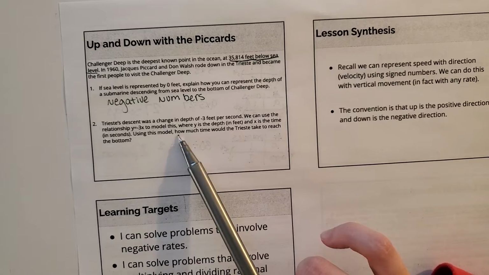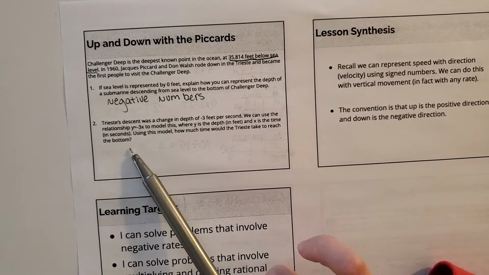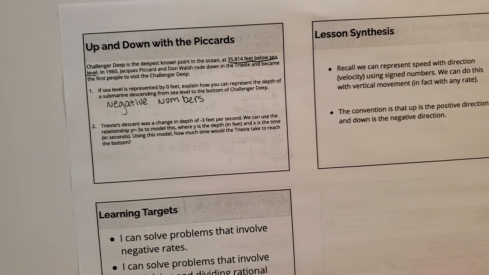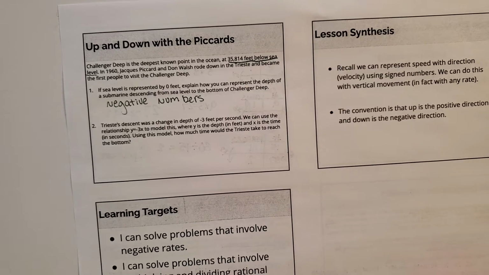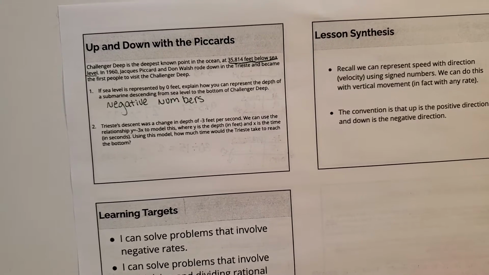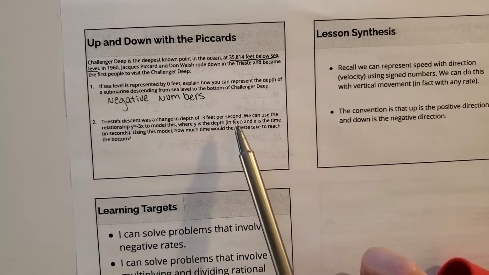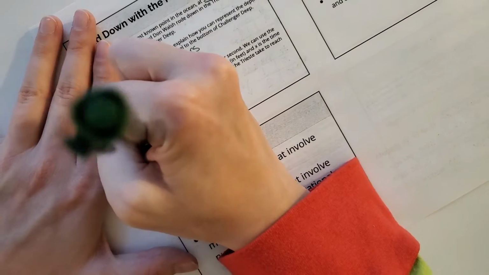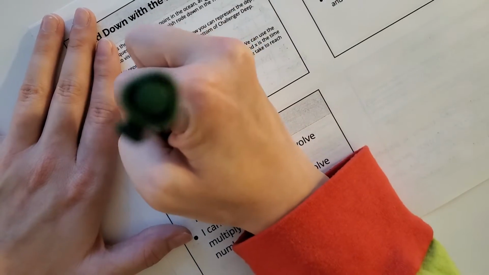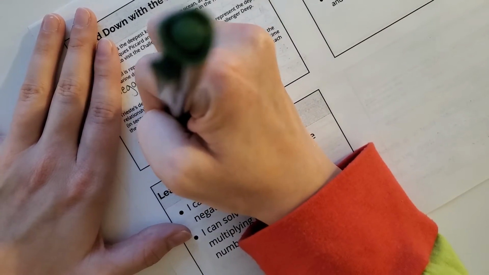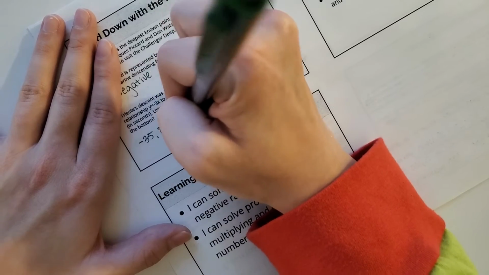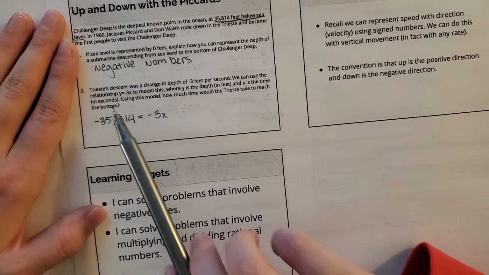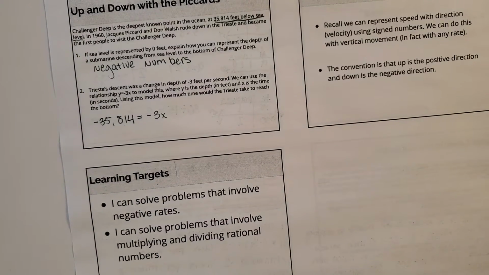So our question is, how much time would the Trieste take to reach the bottom? Well, the bottom is at 35,814 feet below sea level, so that's going to be a negative. I can take our depth in feet and replace it with y. So this can actually be a negative 35,814, and that's going to equal negative 3x. And I'm trying to find x, or the time it takes to reach that point.